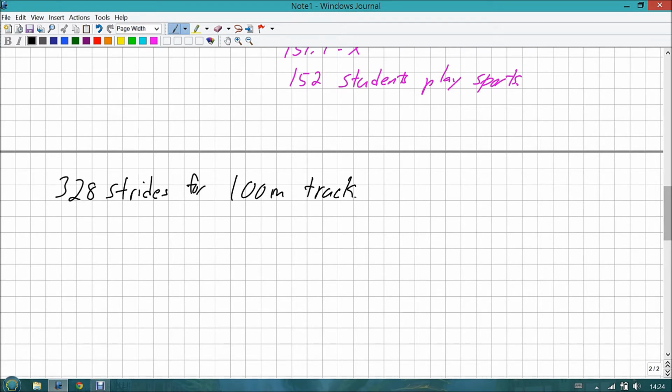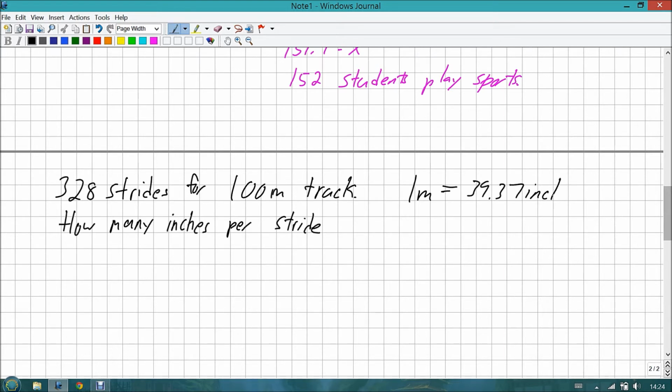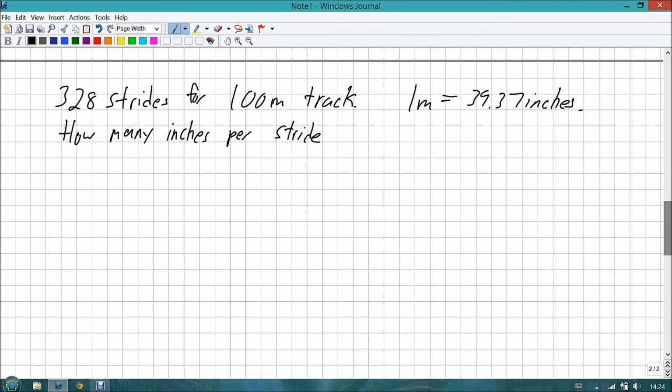And she says, how many inches are in each stride? How many inches per stride? And of course, they're really nice, and they give us that 1 meter is equal to 39.37 inches. And we're like, okay, well, I got all the information, now what? Well, now we put them into proportions.